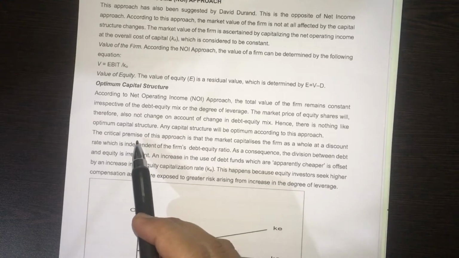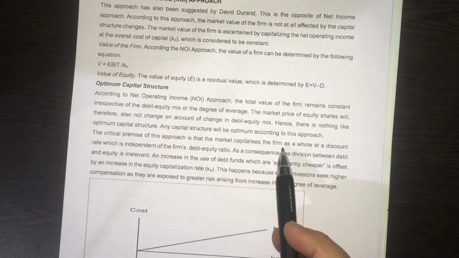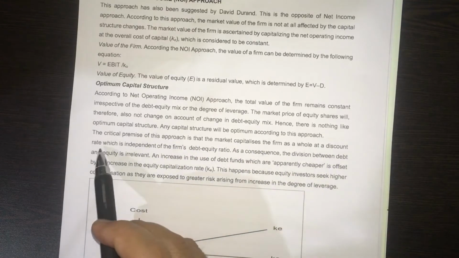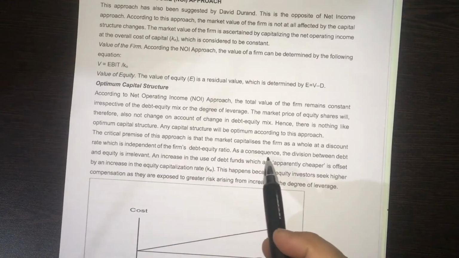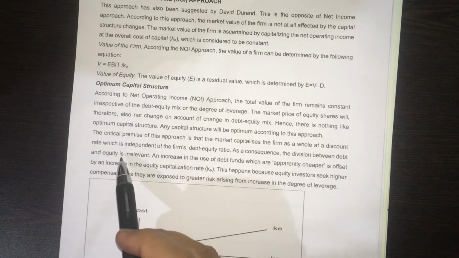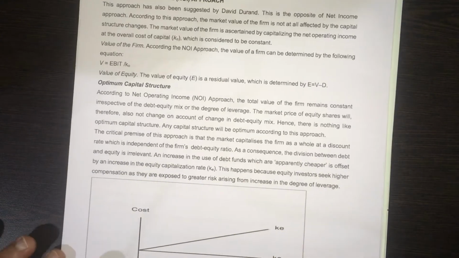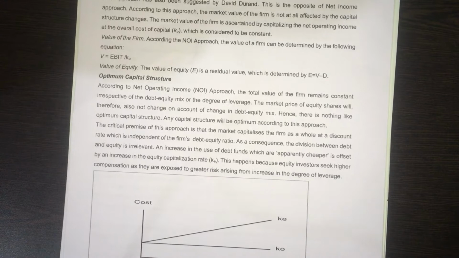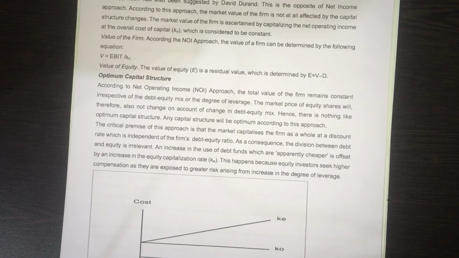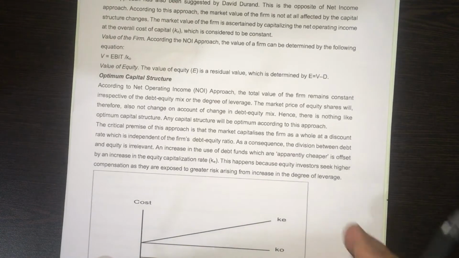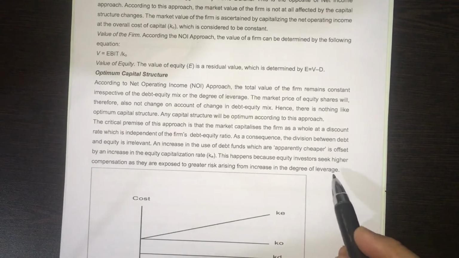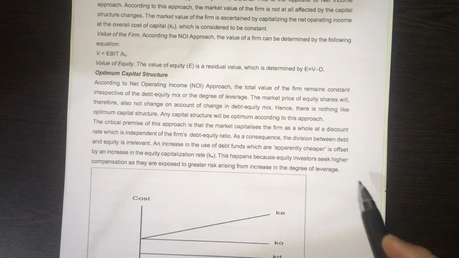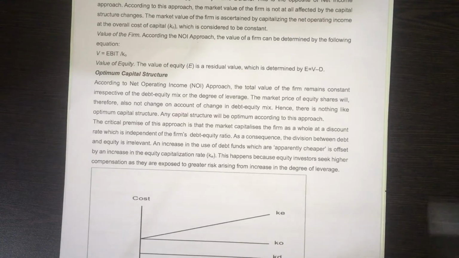Now, the critical premise of this approach is that the market capitalizes the firm as a whole at a discount rate which is independent of the firm's debt equity ratio. As a consequence, the division between debt and equity is irrelevant. And this NOI approach employs the physical law, that of the law of conservation of energy. Let me show you with this.